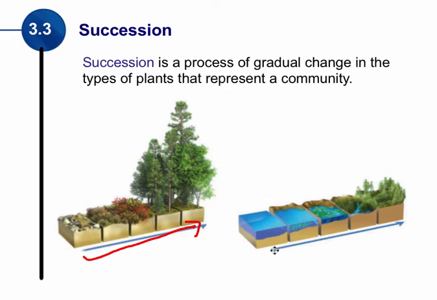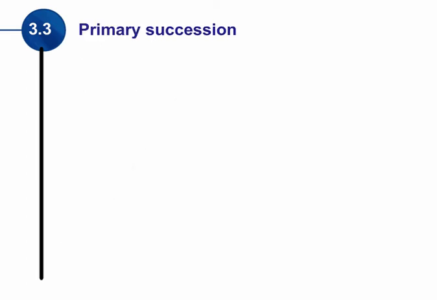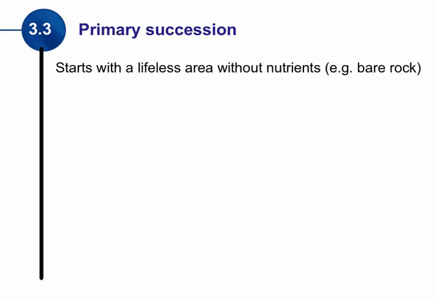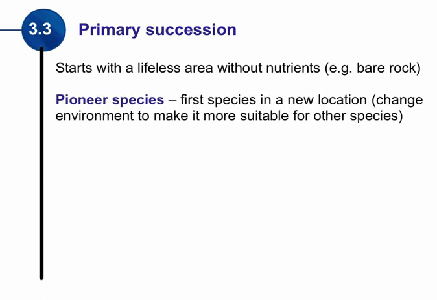The same can be said in an aquatic ecosystem. The plants may be at the bottom of the water and eventually over time work their way up, and then we get into a marshy area over time. This is called succession. Primary succession is when we start out with a lifeless area that has no nutrients. So just bare rock or just water without nutrients. And this is the starting place for every community.